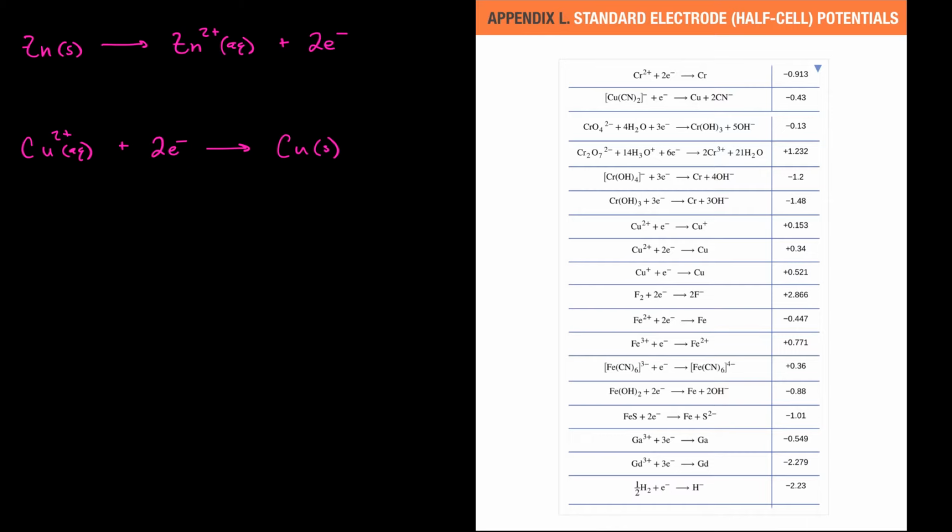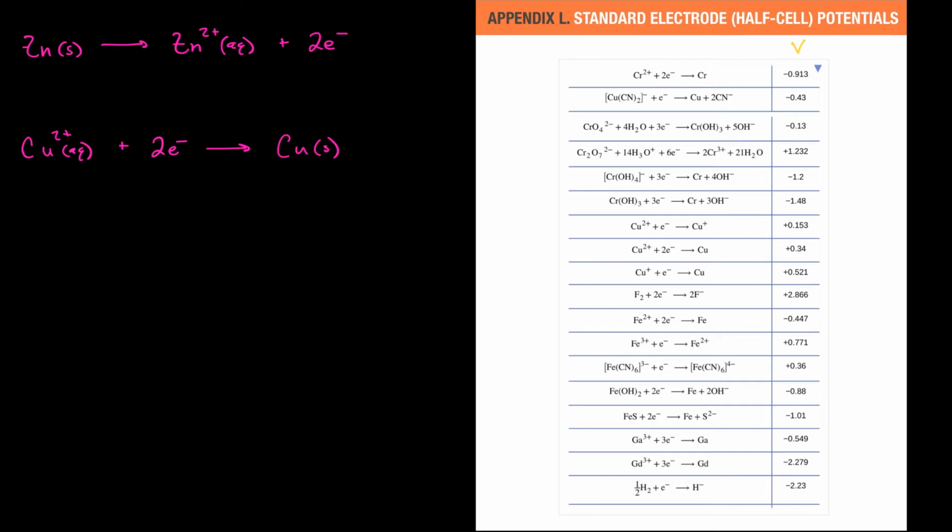Now, you can see this is a snippet from the appendix in the OpenStax textbook, and it has reduction potentials listed here. These are voltages, in volts, and these are the reactions over here on the left. So you can see that chromium, for example, here at the top, has a voltage of negative 0.913 when it is reduced. So chromium 2 plus, add 2 electrons, get chromium solid, and the voltage associated with it is negative 0.913 volts.